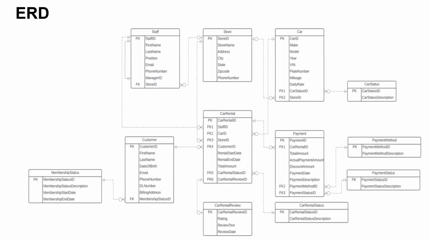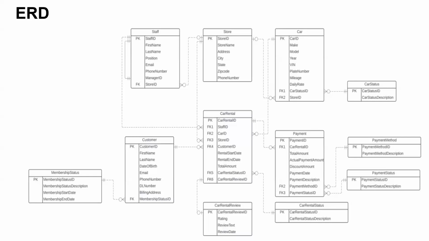The next one is membership status. This defines the customer membership levels identified by membership status ID. The membership levels, there are two for our database. One is permanent and one is temporary. The permanent people don't have start date and end date, but the temporary people do have that. These are linked to customer to provide the benefits.